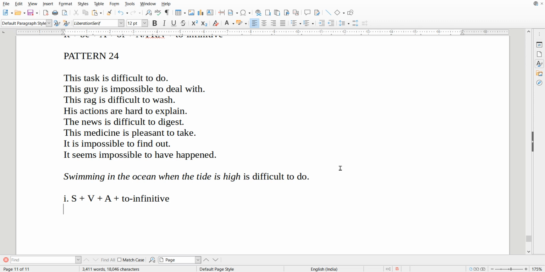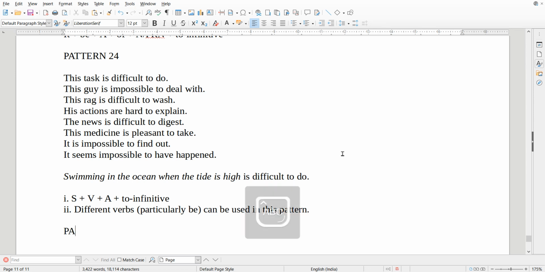Subject plus verb plus adjective plus to infinitive. This is subject to a check, but different verbs, particularly be, can be used as pattern. Okay, this is subject to a check. I'll have to check this one. Pattern 24, subject. 25. Next pattern.